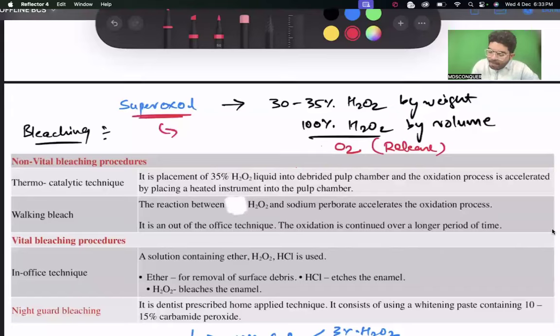Can anyone tell me the MAC value of nitrous oxide? MAC value of nitrous oxide? Yes, the MAC value of nitrous oxide is 104%.